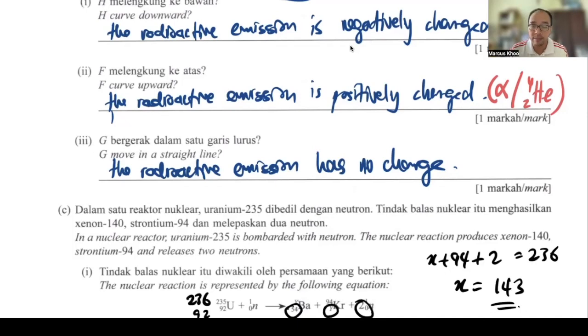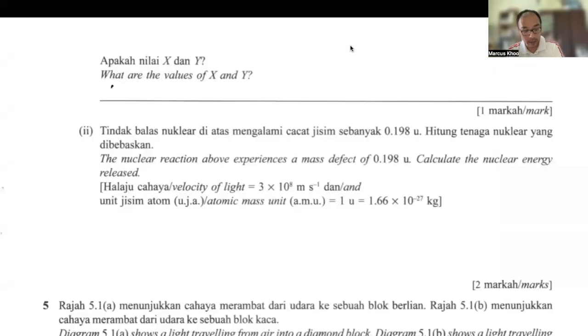2 times 0 is still 0. Okay, so 92 equals 54 plus Y, and you get Y equals 38. Okay, so that will be our answer. So X is 143, Y is 38.